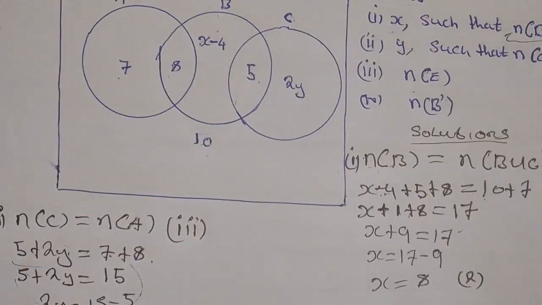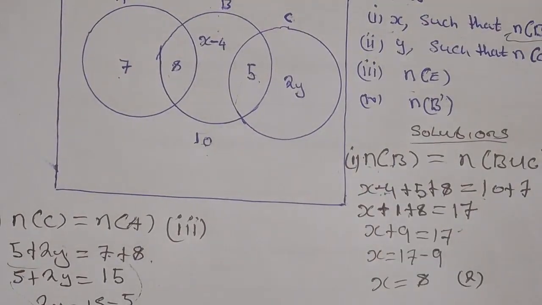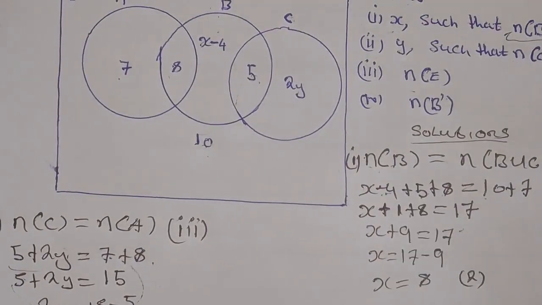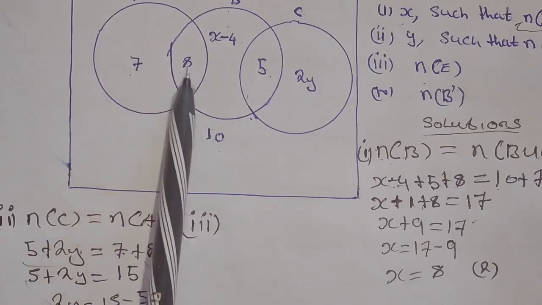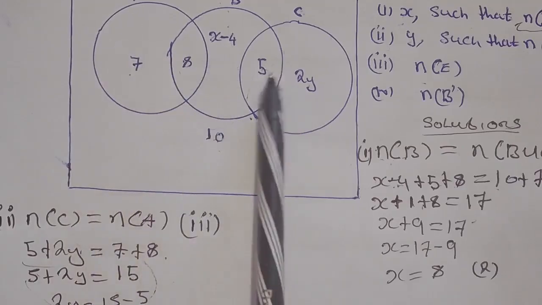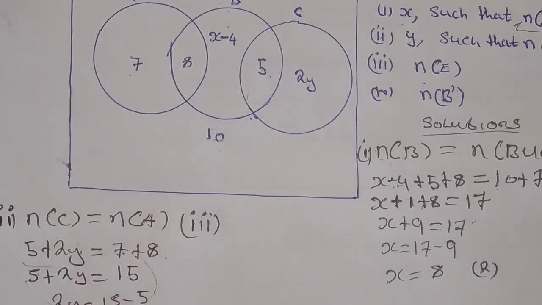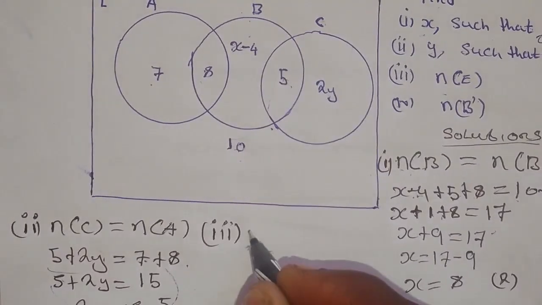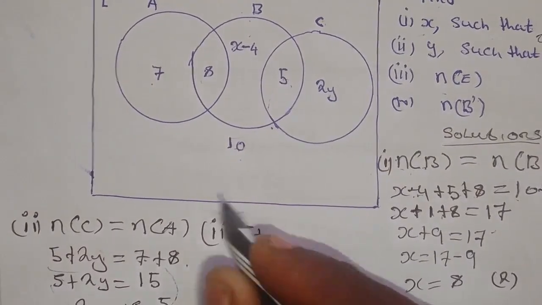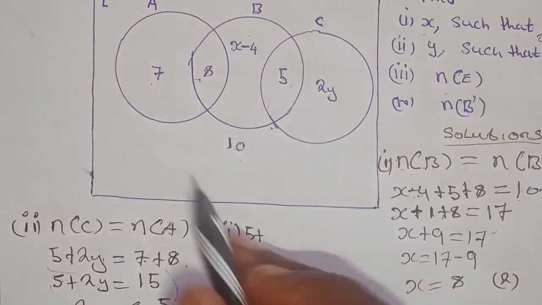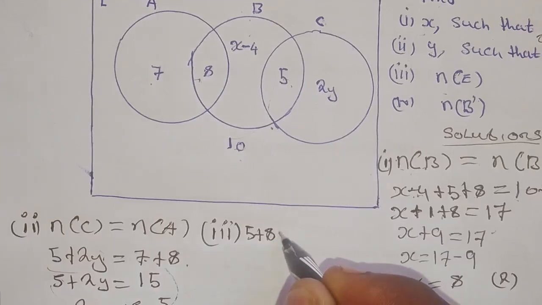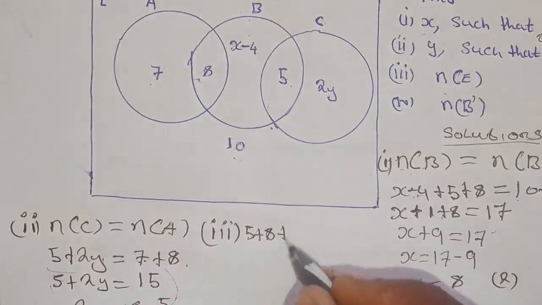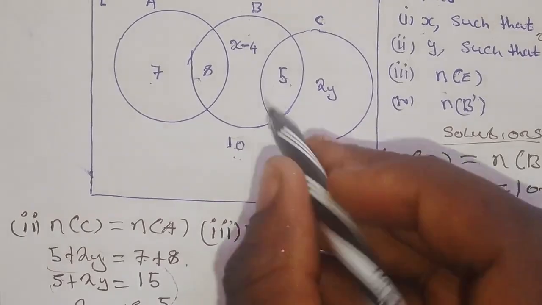So part 3 reads, we find the numbers in the universal set. So for you to find the numbers in the universal set, just add 7 plus 8 plus x minus 4 plus 5 plus 10 plus 2y. Okay, so we have 5 plus 8. We get 8. Don't forget our 8 because it's also in the universal set. 8 plus we get 10 plus we get 5.